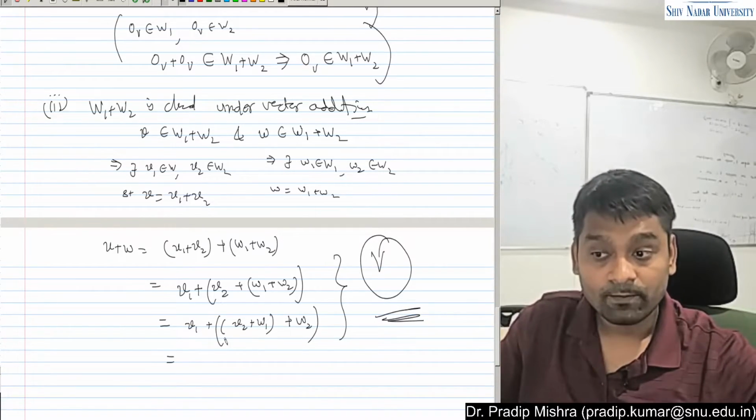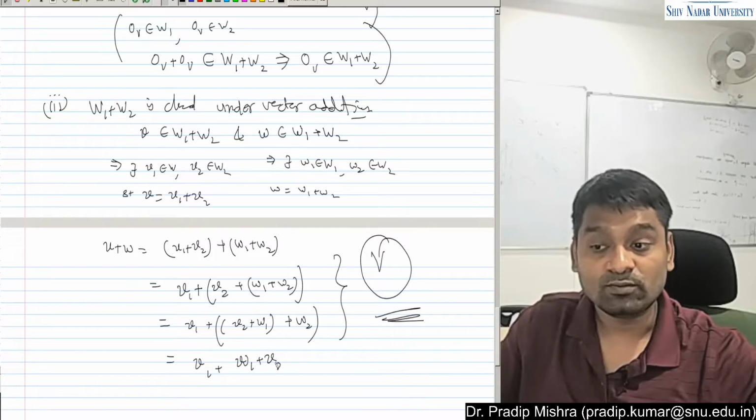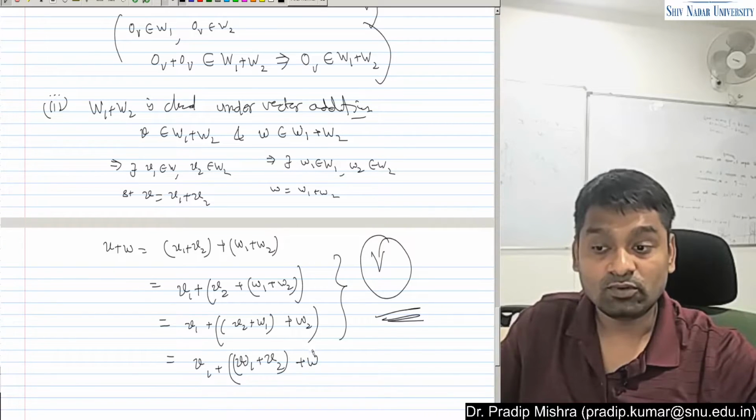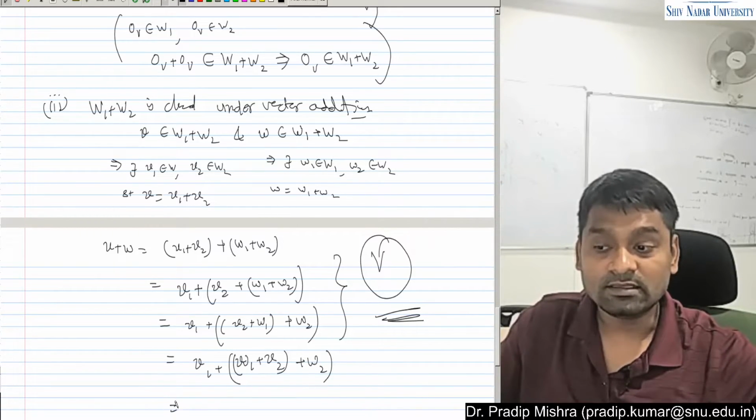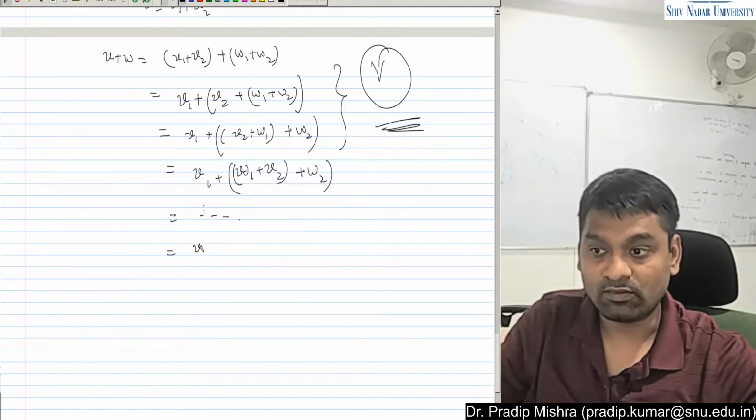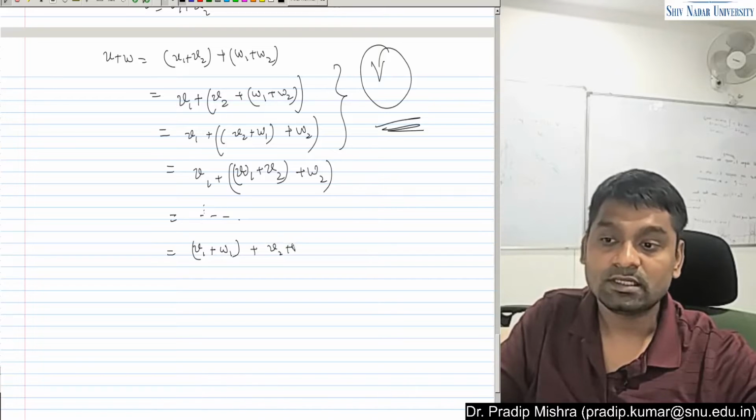And now what do you do? Use the commutative property, so v2 plus w1 equals w1 plus v2. Then using some steps, again some axioms and the commutative and associative property, one can write that this is equal to v1 plus w1 plus v2 plus w2.